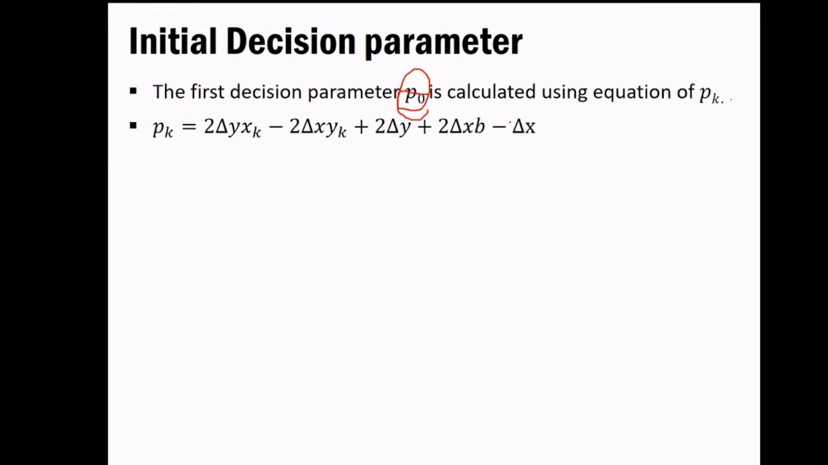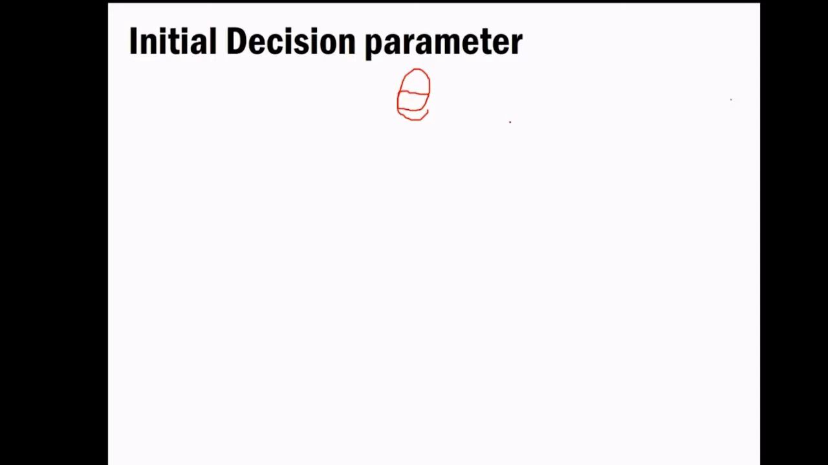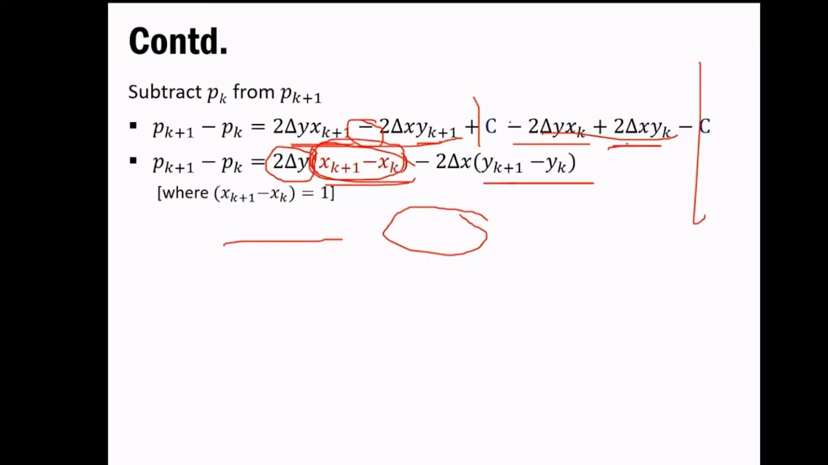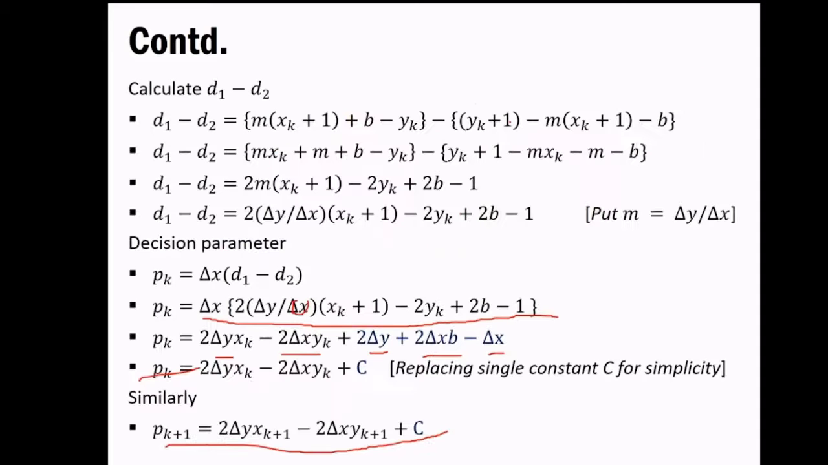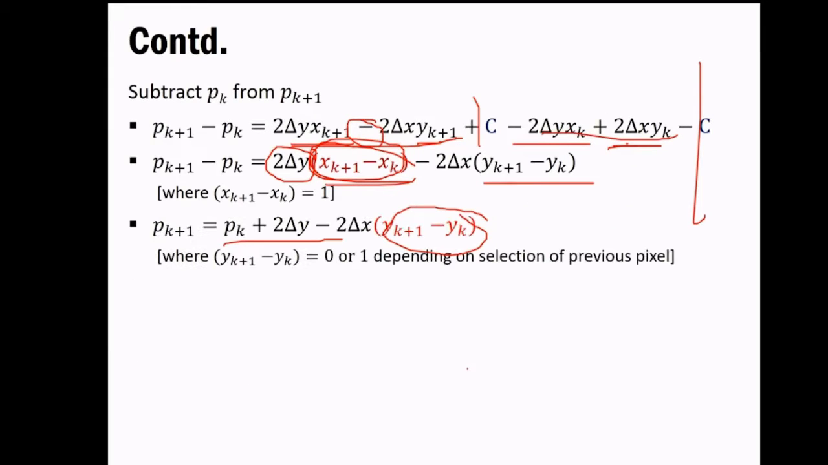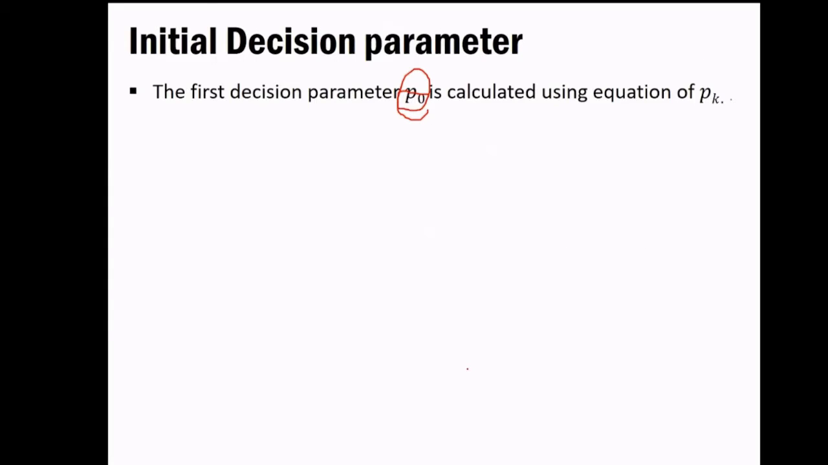So what is the equation of pk that you have? That is over here. This is the equation of pk that you have to take. That says 2 delta y xk minus 2 delta x yk plus 2 delta y plus 2 delta x b minus delta x. Same thing you have to take and write in this initial decision parameter derivation. Same thing we have written over here.